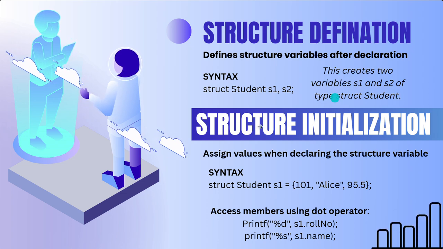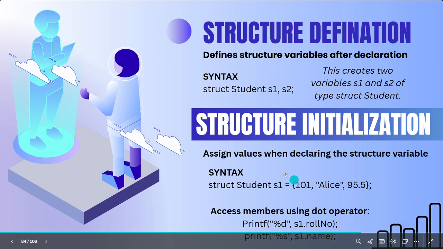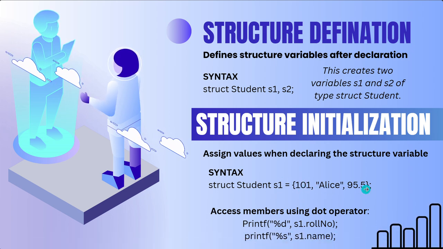So now after you have taken the variables, what will you do? You will initialize the values in the variables. So now coming to structure initialization: assigning the values when declaring the structure variables. Syntax: struct student s1 = {101, "Alice", 95.5}. So this is the roll number, name, and marks.